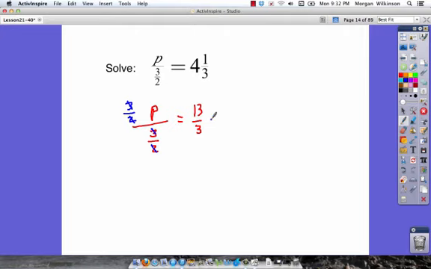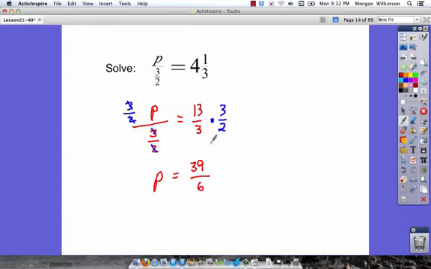So we're going to multiply the other side as well by the 3 halves because we multiplied it on the left-hand side. Now we can go ahead and figure out what our answer is going to be. P is by itself because we said 3 halves divided by 3 halves is 1. 13 times 3 is 39. And 3 times 2 is going to give us 6. So we're looking at an answer of 39 over 6.